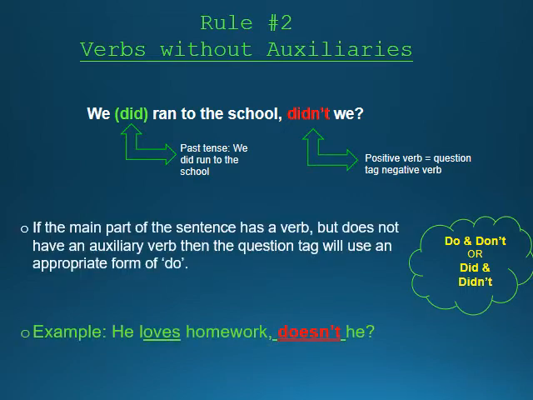If the main part of a sentence has a verb but does not have an auxiliary verb, then the question tag will use an appropriate form of do. If we have the simple present, we either use does or doesn't. For the past, did or didn't. For example, here, he loves homework, doesn't he?